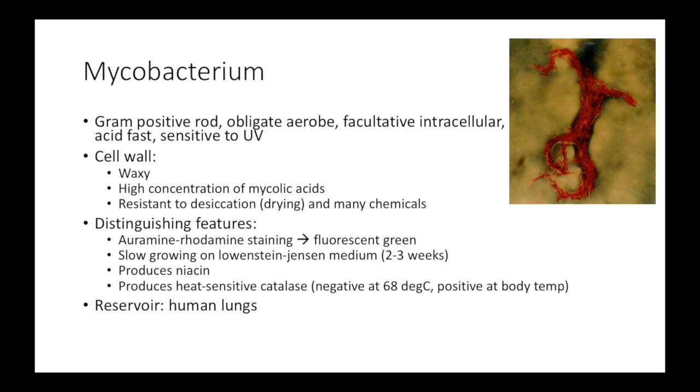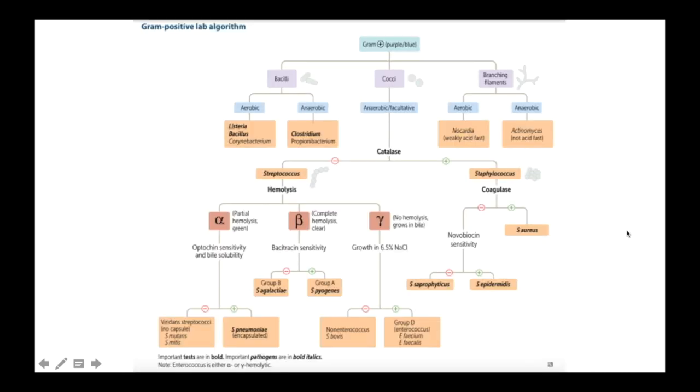And transmission, does anyone know? Airborne? Yeah. It's going to go through your respiratory droplets. And then here's an image of an acid-fast staining with a very weird shape going on, but that's just what your acid-fast stain kind of looks like. It's nice and red. Okay, so if Mycobacterium had been included in this little chart, it would show up right there in this guy. So your gram-positive, bacilli, aerobic down there.